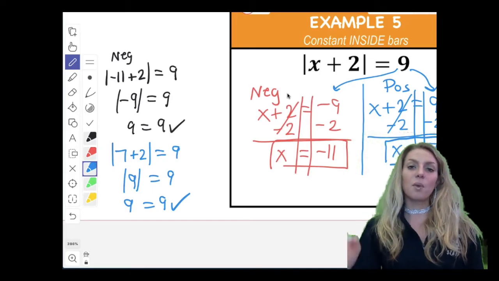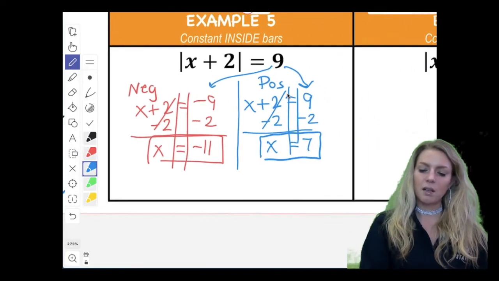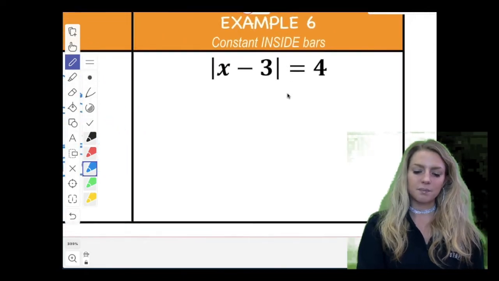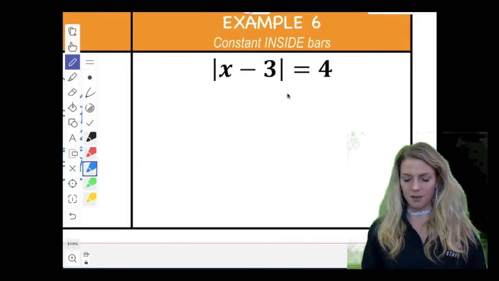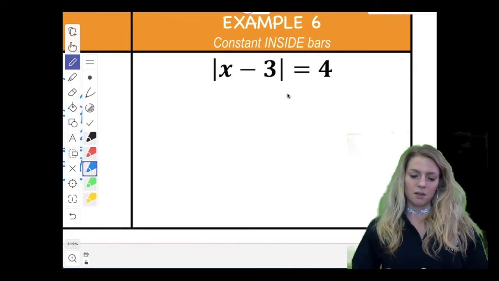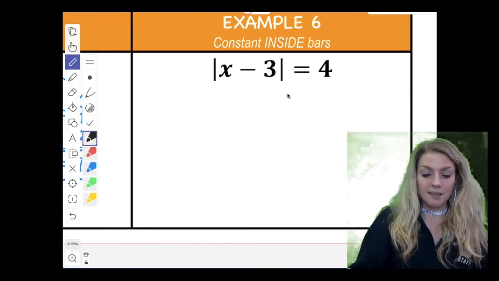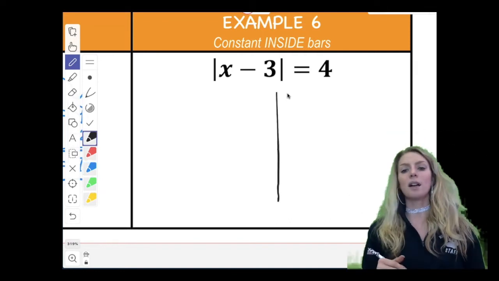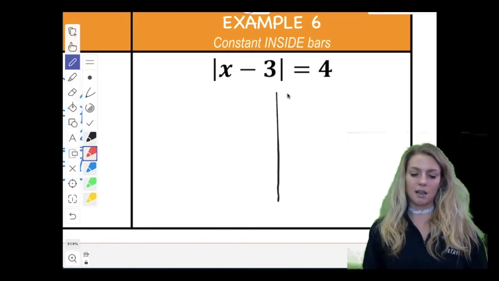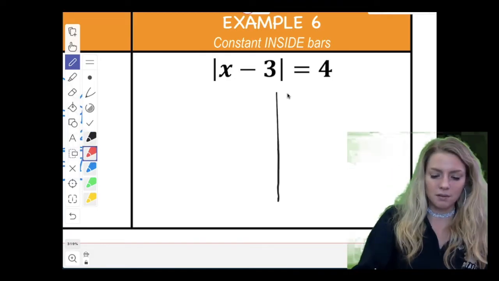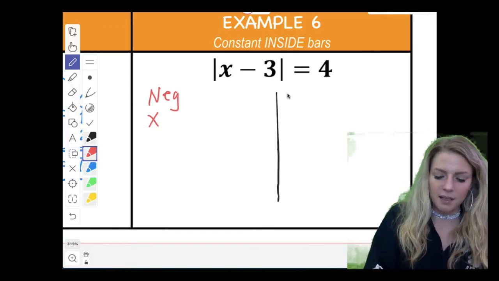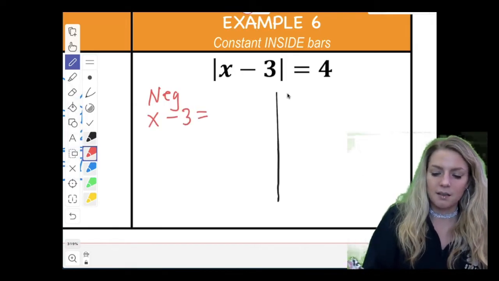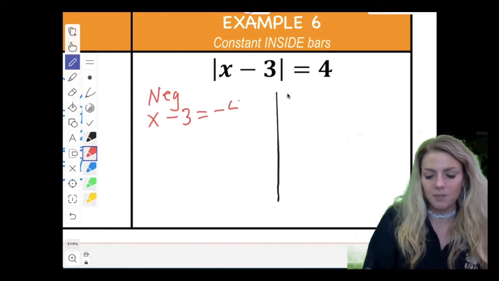All right, let's go over one more question here. Example 6. Again, I'm going to follow my rules, and I'm going to go over a common error here as well. I see nothing is outside my bars, so I go ahead and split it, and I do a negative total, drop my bars. So x minus 3 is negative 4, a negative total.